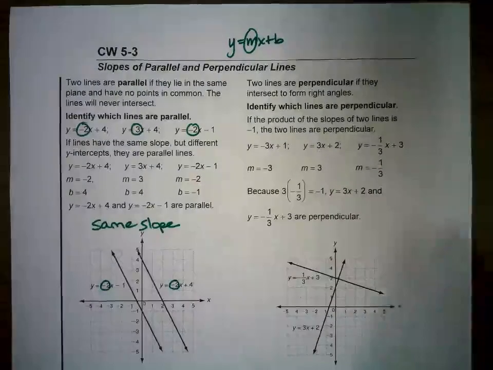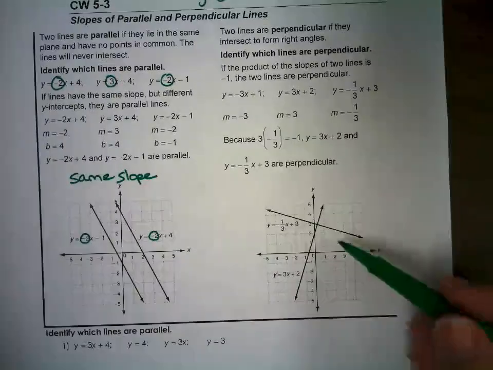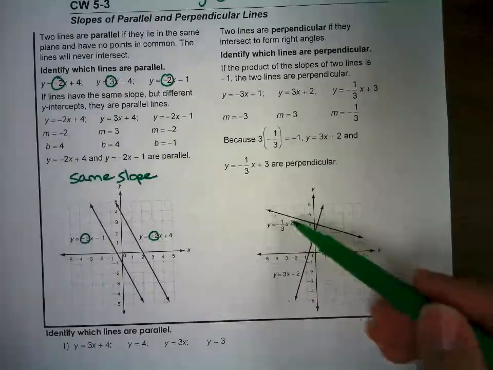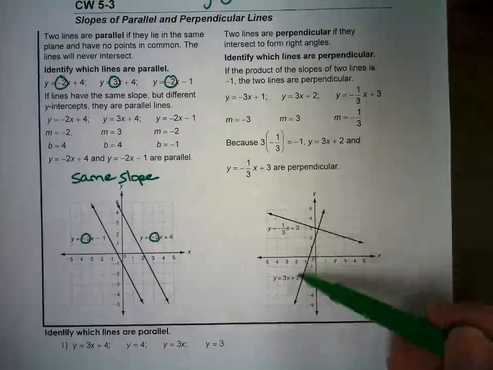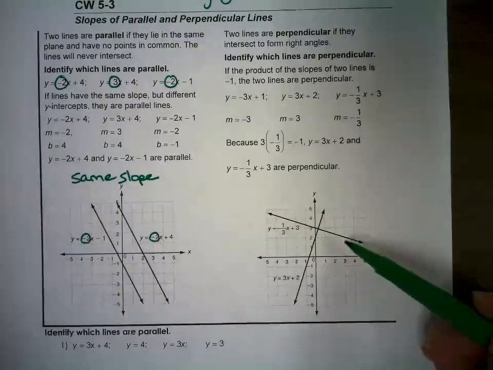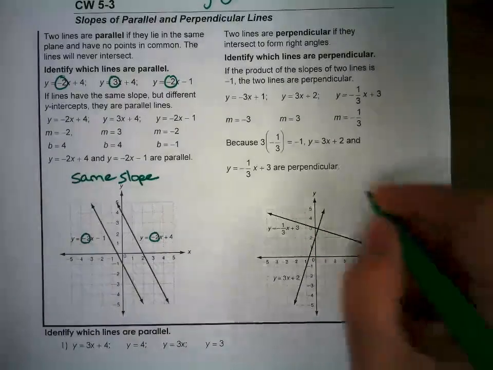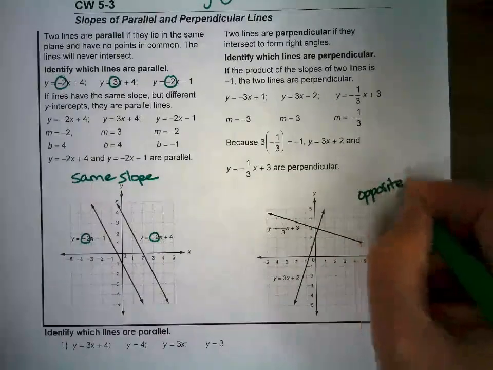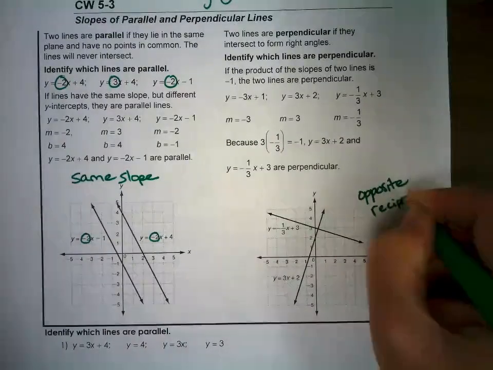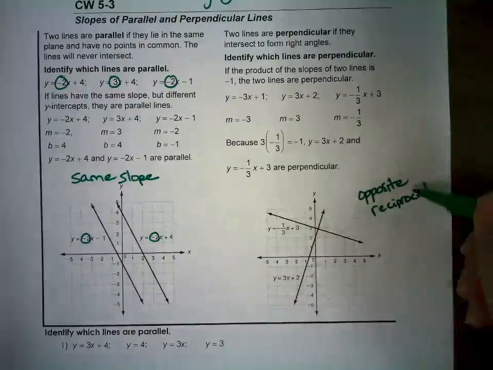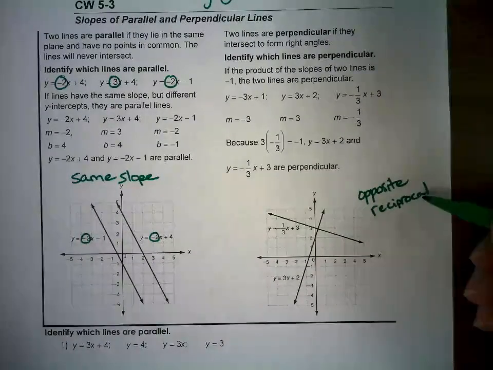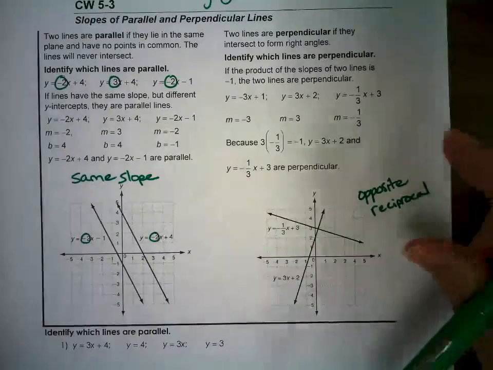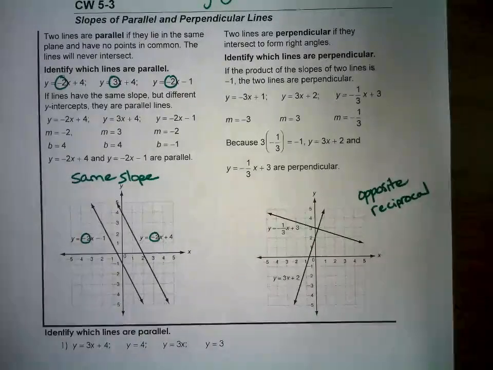Okay? Now, perpendicular lines, they definitely do not have the same slope, right? In order to know if they cross exactly perpendicular to each other, then they have to have what we call opposite reciprocal slopes. Opposite reciprocal. And the opposite means opposite sign, right? And reciprocal is where you flip your fraction over, right?